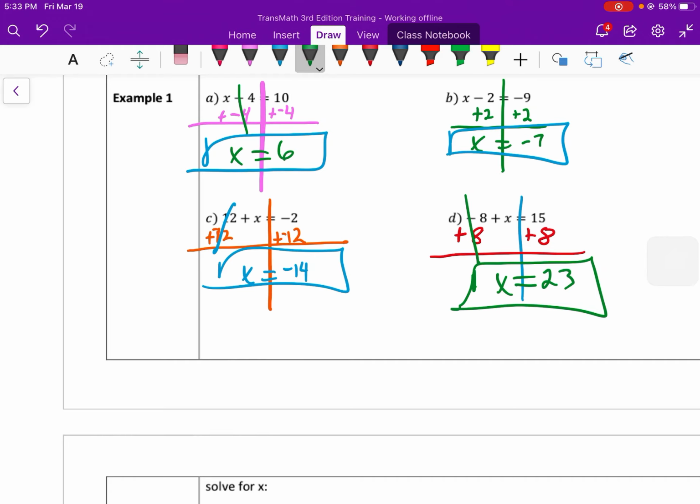And if you're unsure of these answers, substitute them back in. You can substitute it back in for x, and it would be 6 plus 4 equals 10. Right, and that would be true.